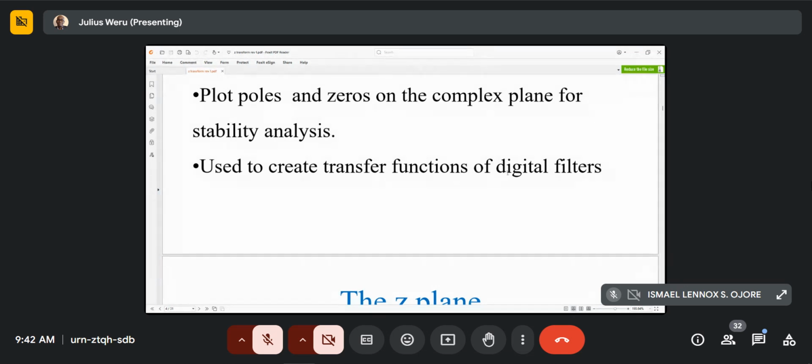Used to create transfer functions for digital filters. That's what we are going to do. We are going to create transfer functions for digital filters. We are going to be able to get the values, the amplitude value of each frequency component in a signal. I mean, to create filters.